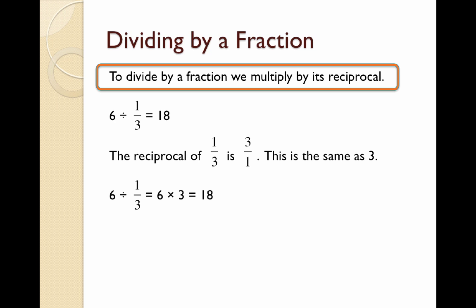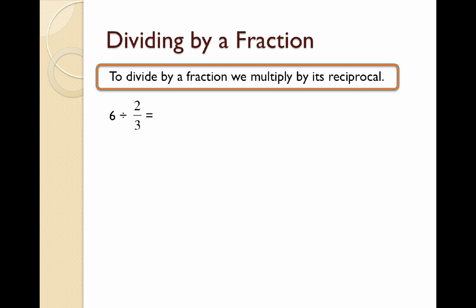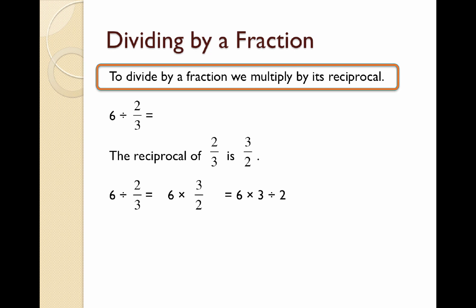Let's look at a trickier example. 6 divided by 2/3. Well, I know the reciprocal of 2/3 is 3 over 2. So to do 6 divided by 2/3, I need to do 6 times 3 over 2. That's the reciprocal. But how do I do that multiplication? Well, going back to our last video on multiplying fractions, to do 6 times 3 over 2 is the same as 6 times 3 divided by 2.